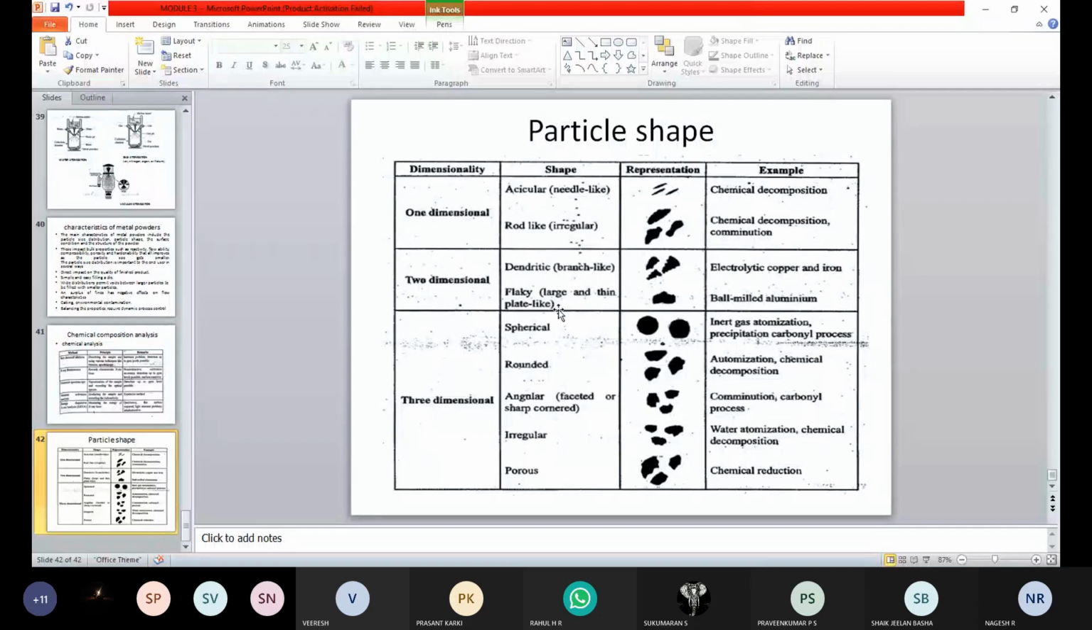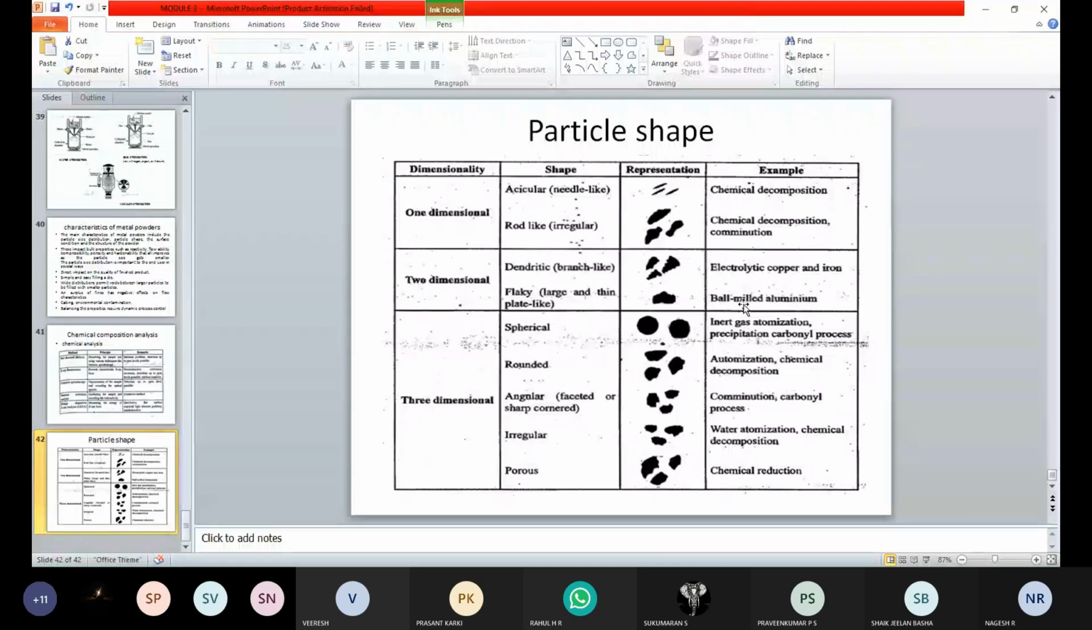Then also large and thin particle-like. So it may be large as well as thin particle shapes that we get, which we can call flaky, like a flake, and it is obtained from ball-milled aluminum. Ball milling is one of the methods we have come across. From the grinding, we put the material in, and from that we obtain the powder forms.